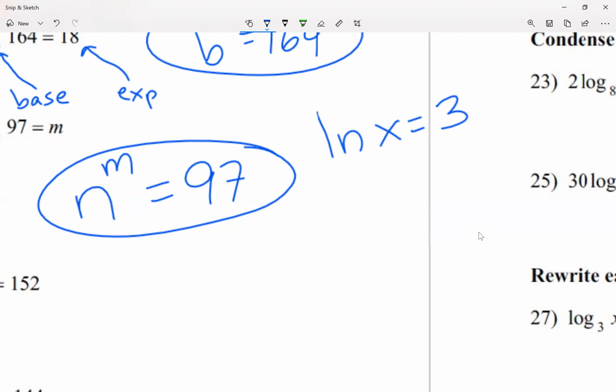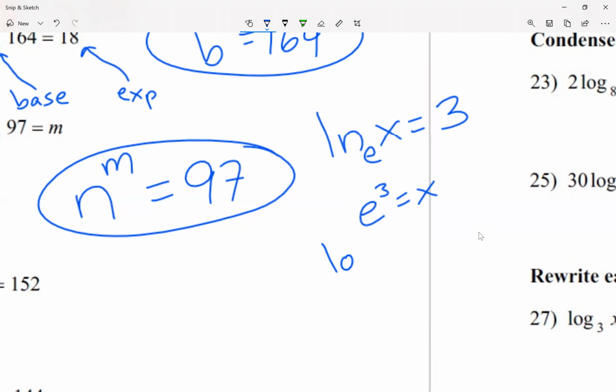Now the base, like I said, is not there, but let me just write it down for right now. It's going to be E. So this one I will write as E to the 3rd equals x. Now, if I was just to write something like log of x equals 3, I don't see a base for this log. If I don't see a number, the base is 10. So I'll write this as 10 to the 3rd equals x. So be careful on those two, okay?